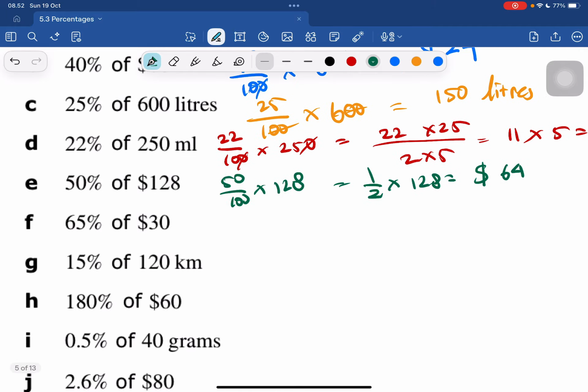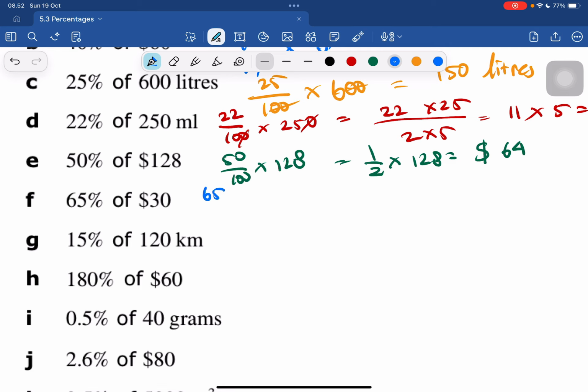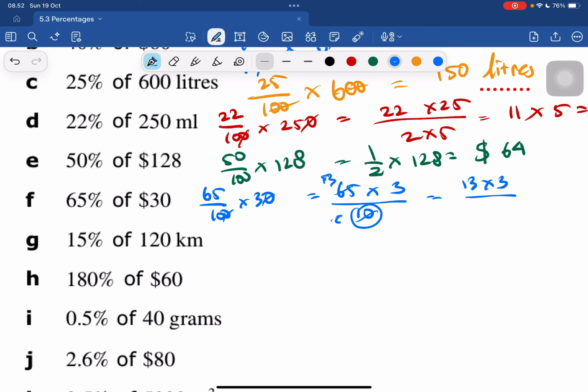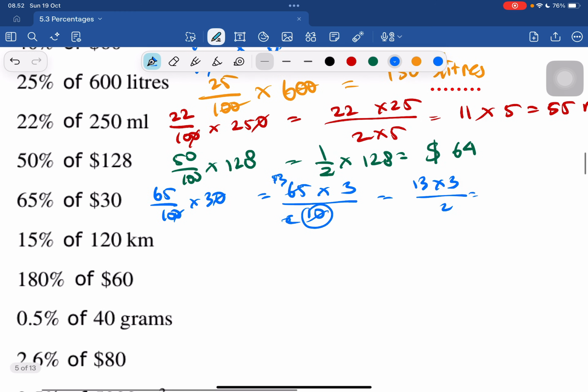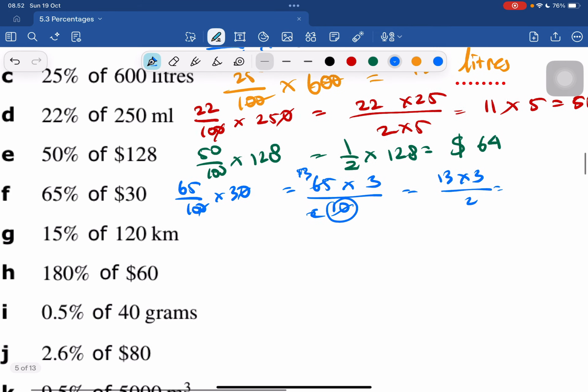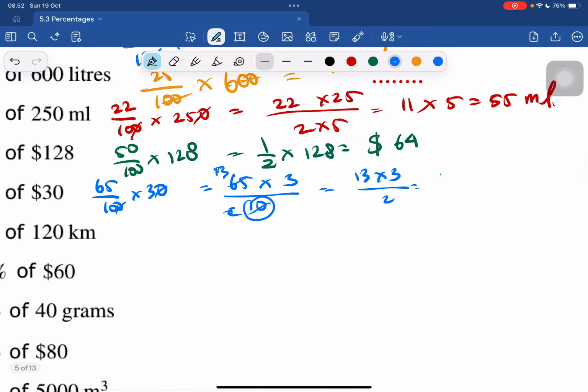Next, 65%. So it means 65 over 100. We multiply by 30, so divide by 10. Okay, and this is 65 times 3 over 10. So 65 divided by 5 is going to be 13, times 3. Here also divided by 5, it's going to be 2. So we got 39 divided by 2. So this will give us the answer of $19.5.